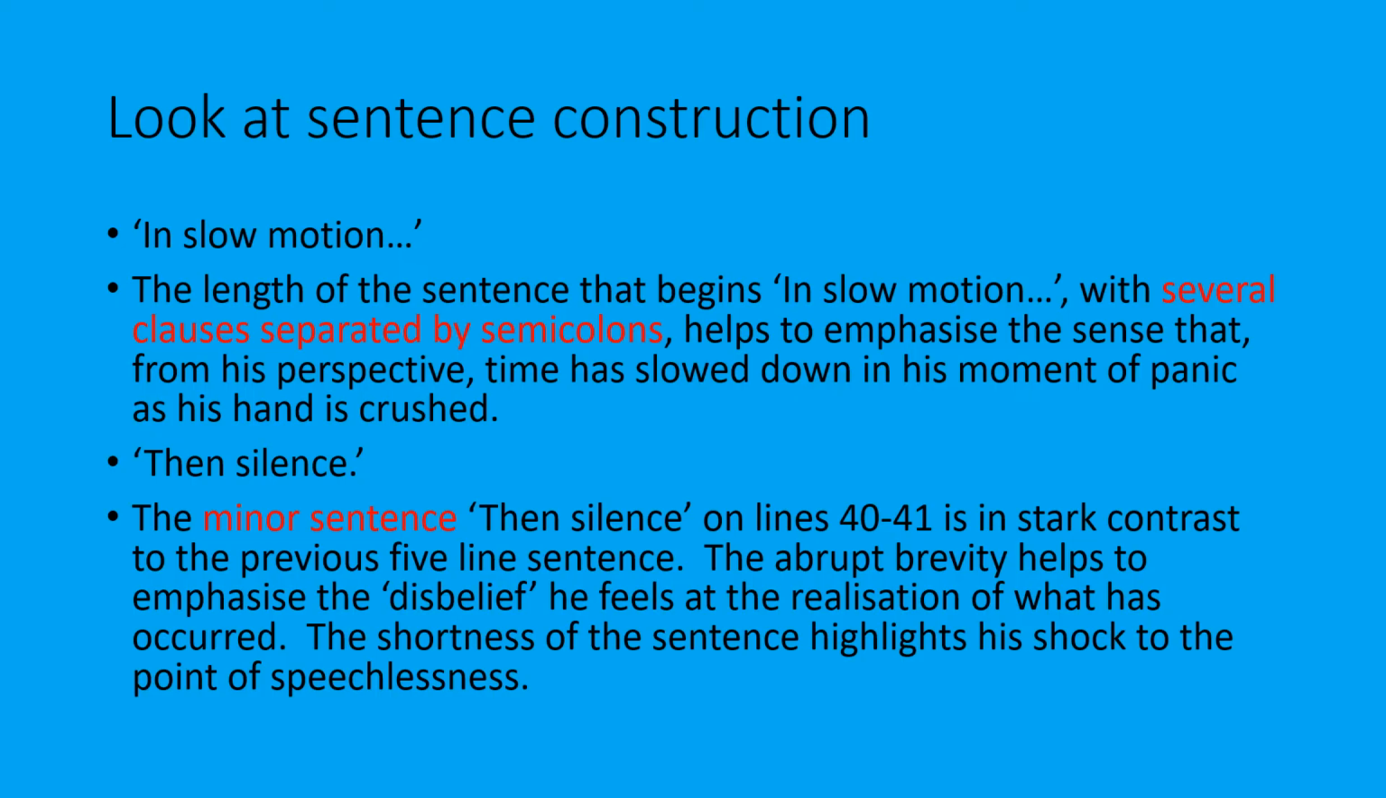Another example of a sentence type that you could look at is this really short sentence, just a two-word sentence on lines 40, 41, where it says, "then silence." Now, this shouldn't really be a sentence because it hasn't got a verb in it, so you could call it a minor sentence or a non-sentence. And it's just after that really long one, isn't it? So you could say that it's in stark contrast to that previous 5-line sentence. And the abrupt brevity at this point helps to emphasize the disbelief he feels at the realization of what's occurred. So the shortness of the sentence highlights his shock to the point of speechlessness. He can barely speak.